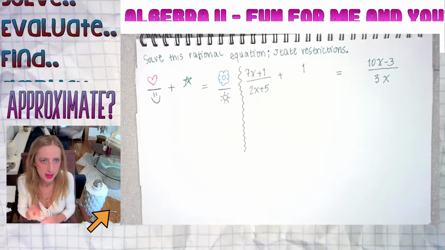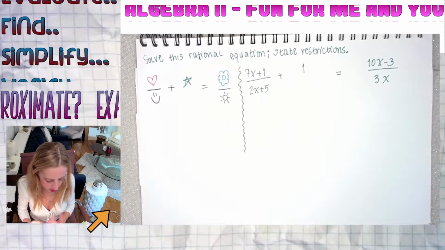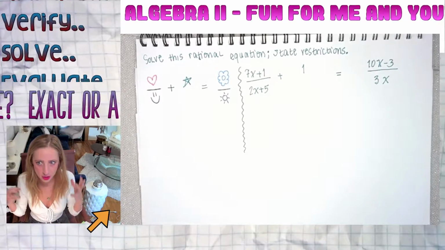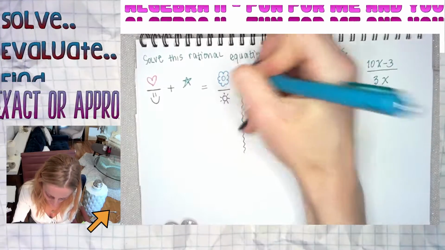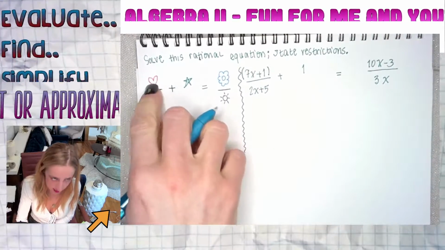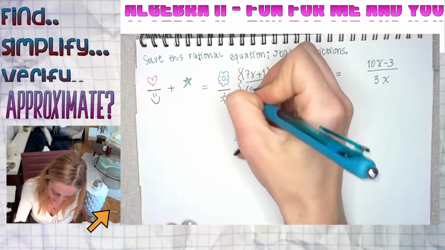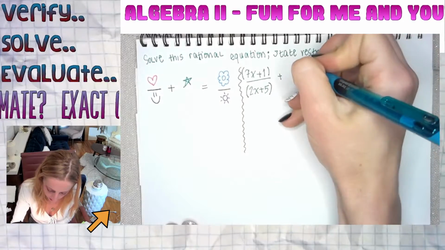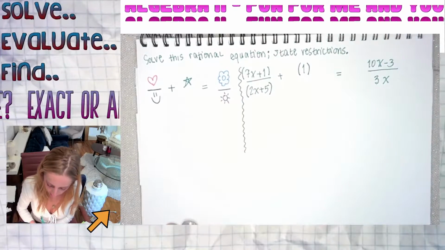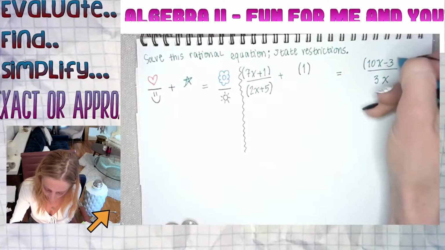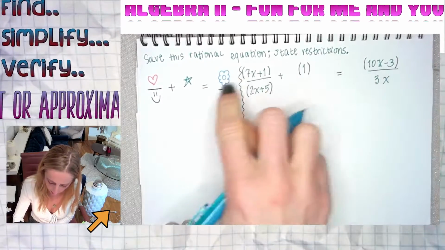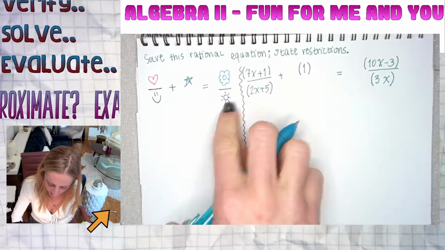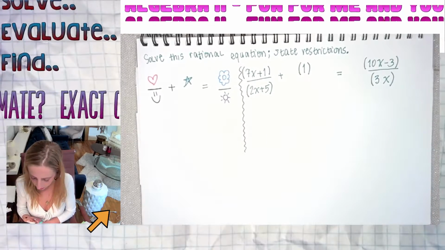You have an equation. It doesn't matter if the equation that you have, similar to this one, has bigger and beefier numerators and denominators. Okay, so here 7x plus 1 is what is being represented by the heart. 2x plus 5 over here is being represented by the smiley face. The 1 is being represented by the star. The 10x minus 3, that whole entire big chunky quantity, is being represented by the flower. And then 3x, that whole entire little package, is being represented by the sun. So we have all these different things going on over here.